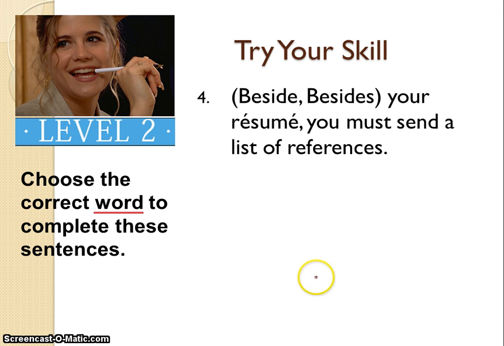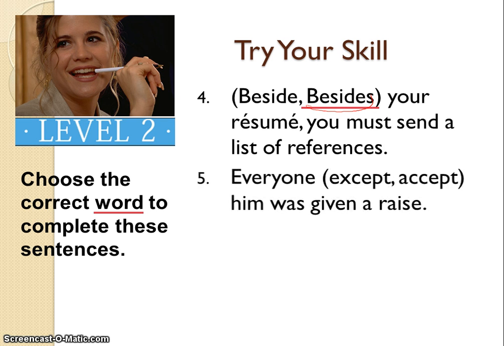Beside or besides your resume, you must send a list of references. Well, we're going to use besides, in addition to your resume, you must send a list of references. Everyone except him was given a raise. Okay, so we're going to use except, because accept means to take something or receive something. But here what we're saying is except him, or excluding him, was given a raise.